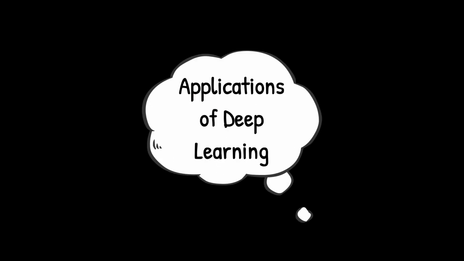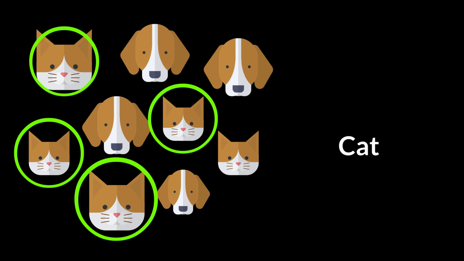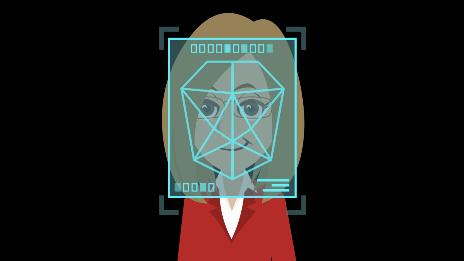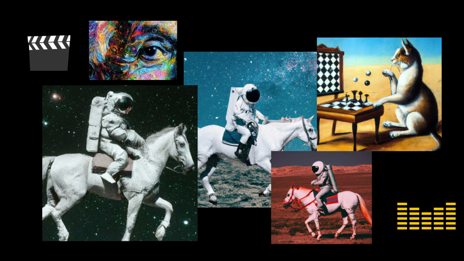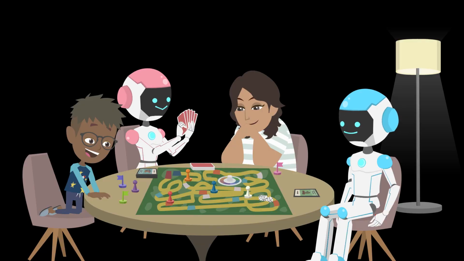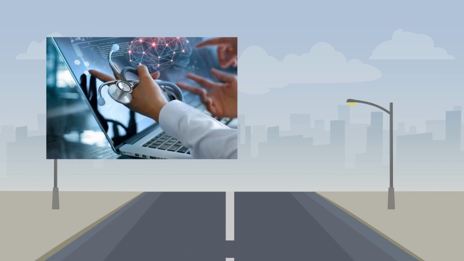Now that you have a basic understanding of how deep learning works, let's explore some real-world applications. Deep learning has been used to recognize and classify images, like identifying objects in photos or detecting faces. Understand natural language, enabling chatbots and virtual assistants to communicate with humans. Generate content, such as creating realistic images, videos, or music. Play and master complex games, like chess, Go, or even video games. And in many other fields, like self-driving cars, medical diagnosis, and finance.